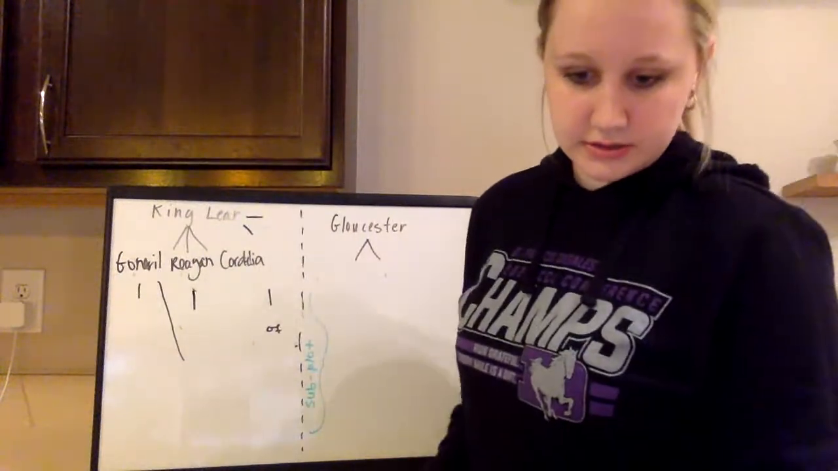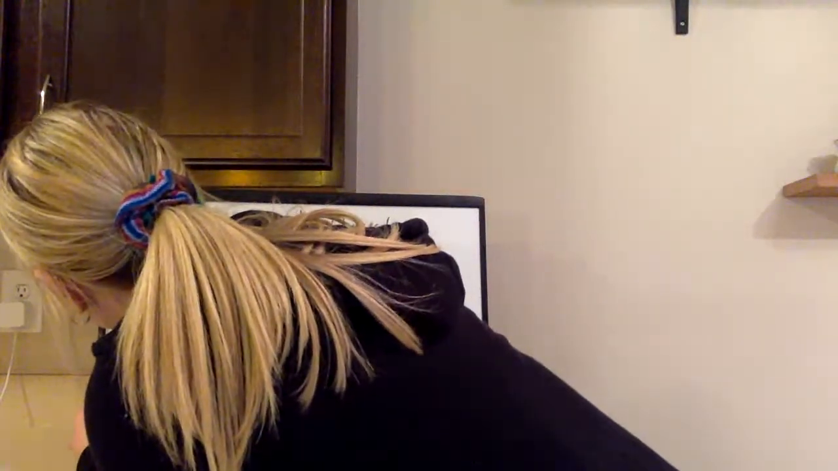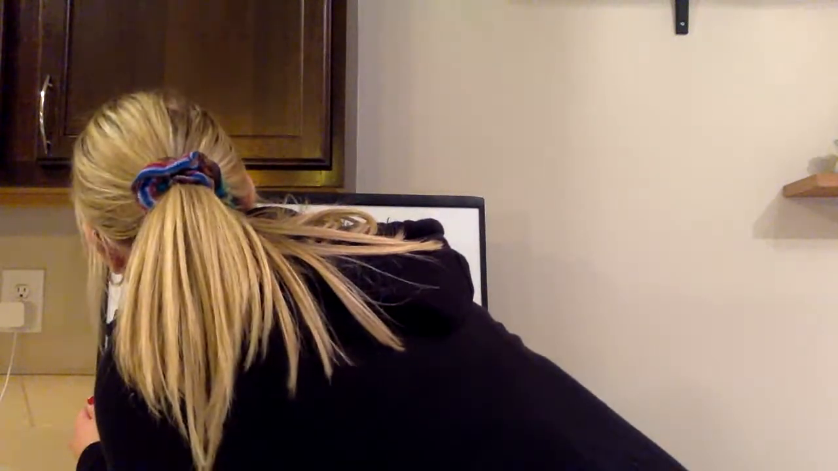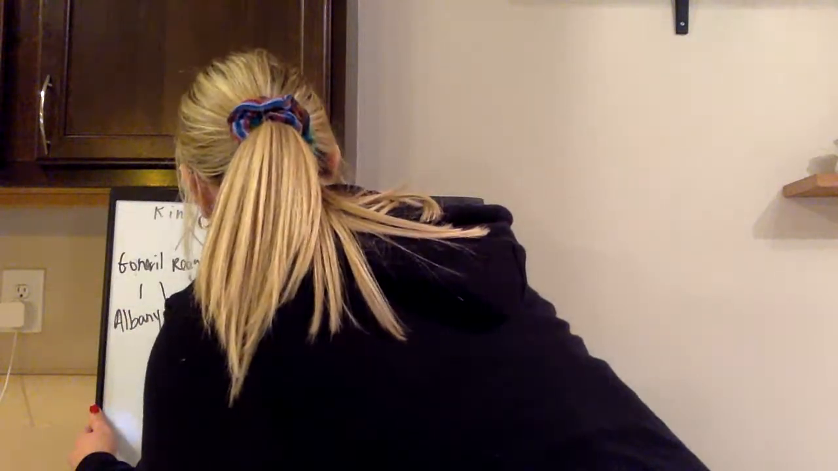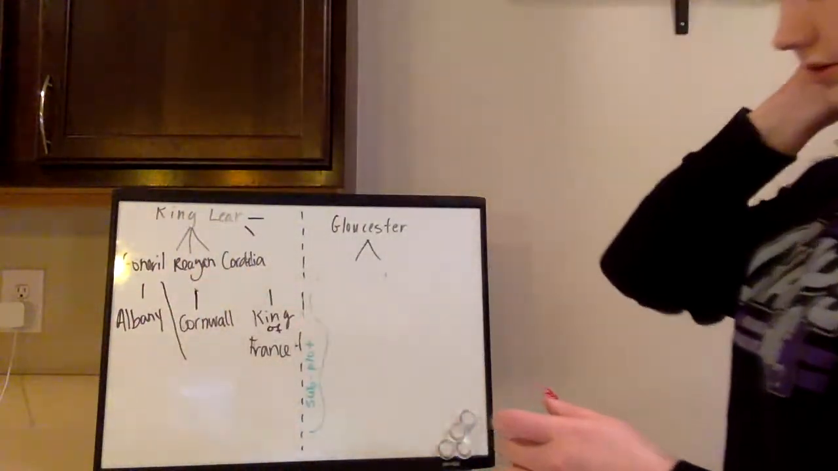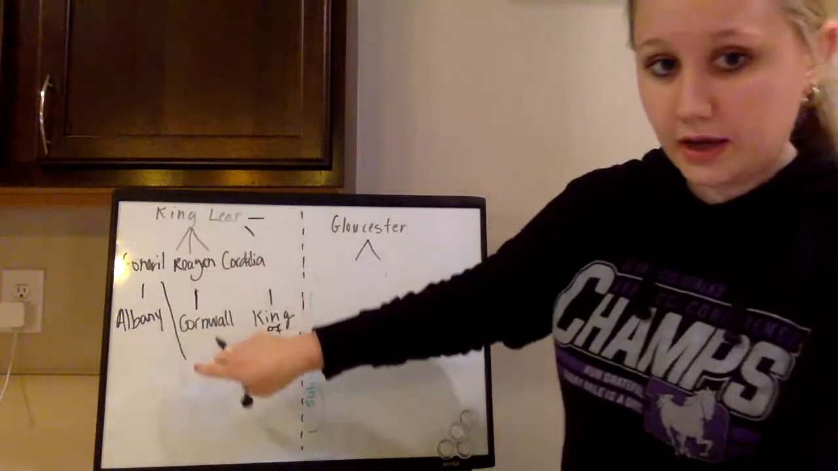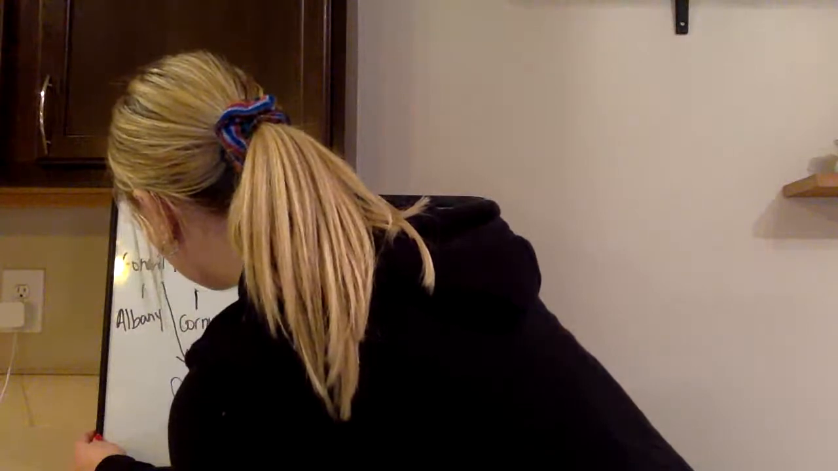Albany is Goneril's husband, which would mean Cornwall is with Regan, and Cordelia is married to the King of France, which we find out early on, Act 1, Scene 1. Now, this long line here is a reference to Oswald, who is Goneril's servant.